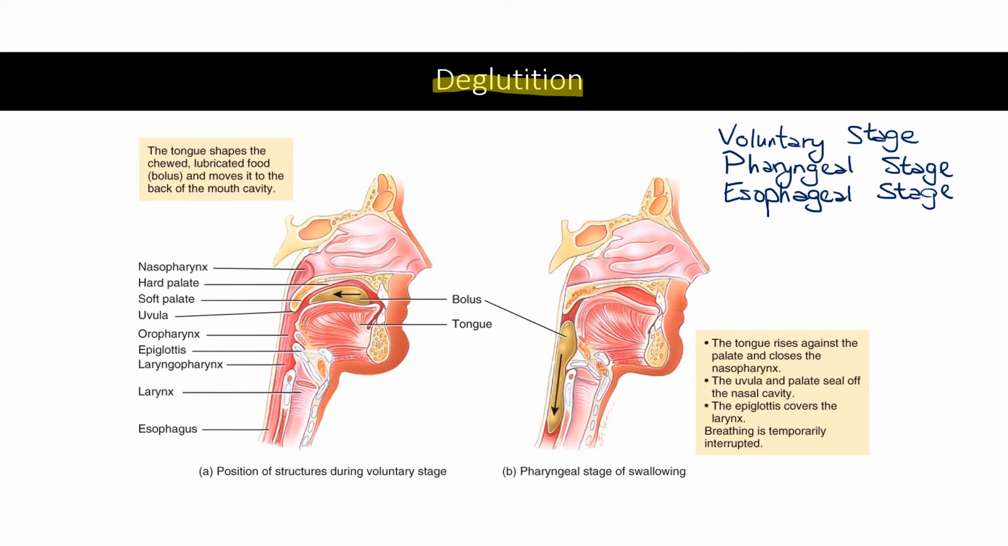So swallowing starts when the bolus is forced to the back of the oral cavity and into the oropharynx by the movement of the tongue. The tongue will move upward and backward against the palate. So these actions will constitute the voluntary stage of deglutition, just the forcing of the bolus to the back of the oral cavity by the tongue.